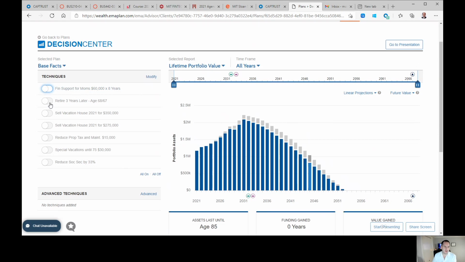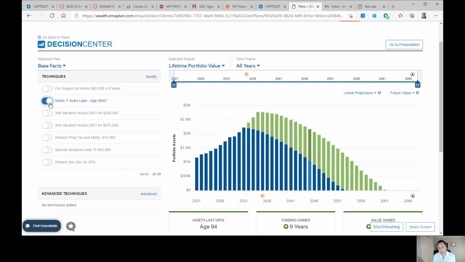What if Frank retires 3 years later, works till he's 68? That's going to improve the situation, right? But it still doesn't get him to the end, right? So we'll leave that on. Let's say he sells his vacation house. How much does he sell it for? Let's be more conservative. Let's say he doesn't get great money. Let's say he gets $275.